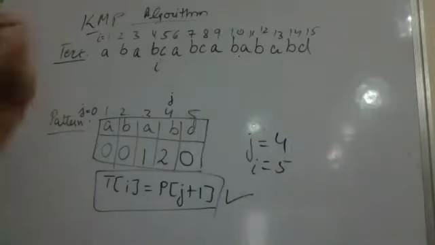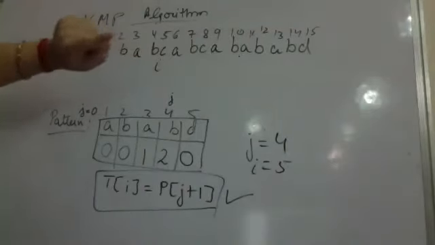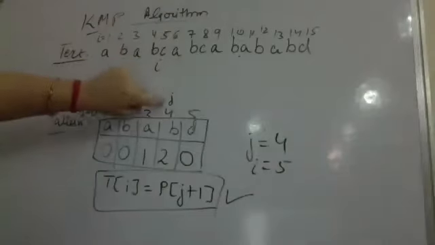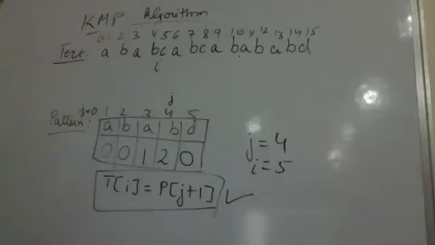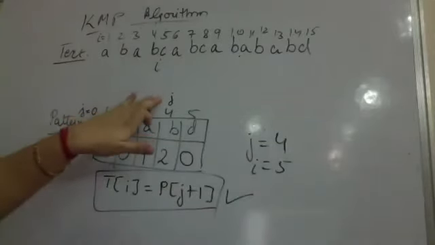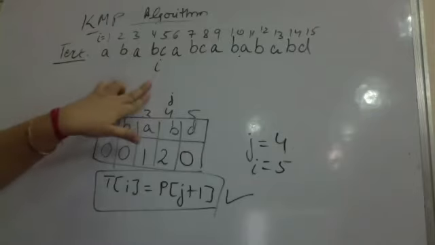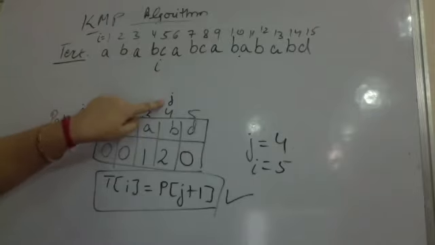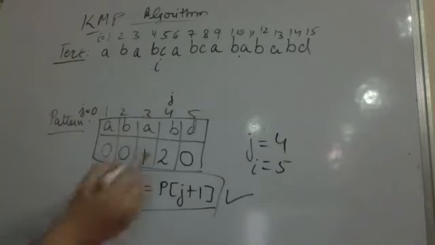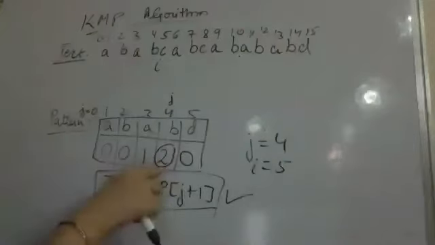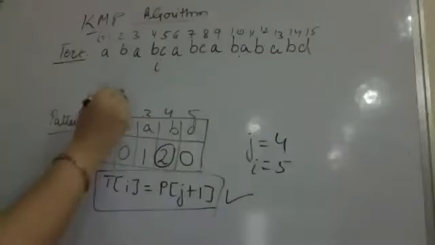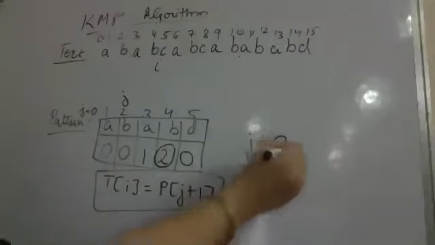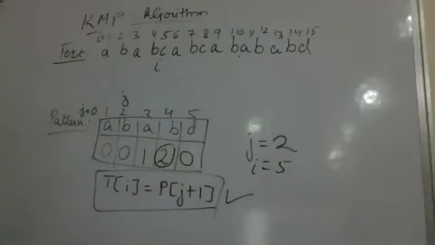Now check whether text of I is equal to pattern of j plus 1. No, it is not equal. When it is not equal, what happens? Then decrement the value of j. If there is a mismatch, decrement the value of j. How do we decrement? Value of j becomes whatever is the value of this table for the current j location. So j becomes 2. I remains there, j becomes 2. Okay? Clear to all?